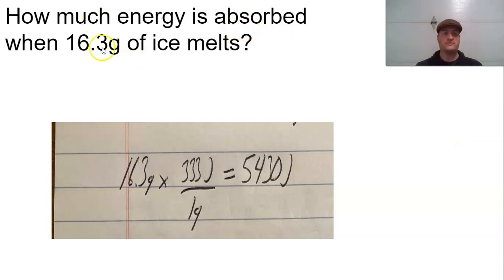Energy is absorbed when ice melts. This one I've used the joules per gram value. Again, same idea. My mass, I use this as a conversion factor to see that it would require 5430 joules in order to melt 16.3 grams of ice.